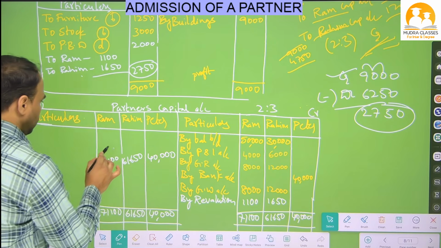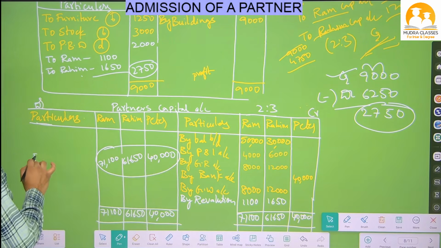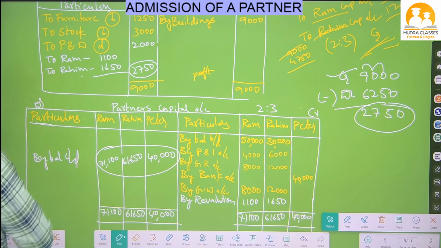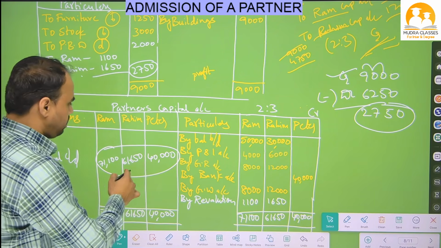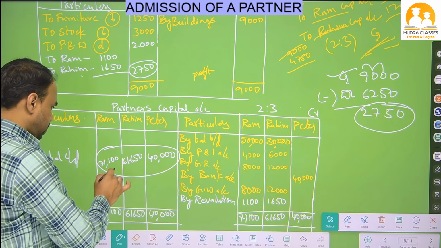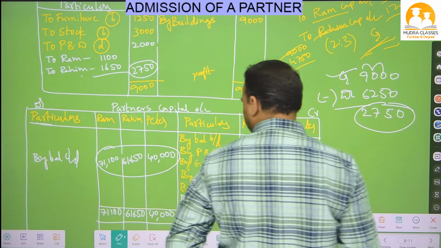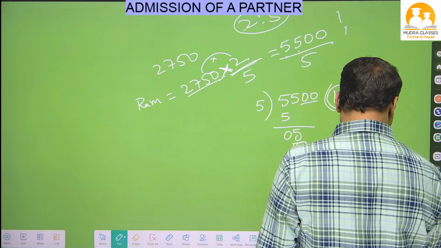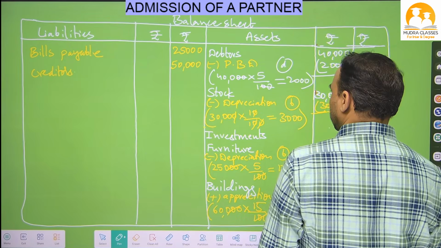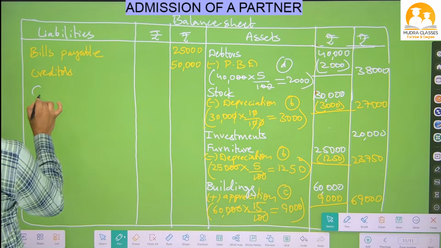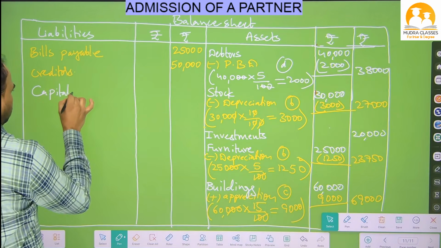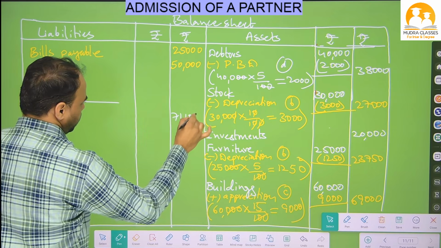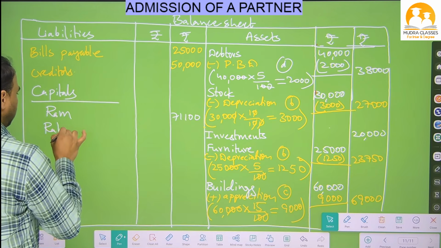Okay, now this one is called closing balance. By balance carried down, this is called closing balance. This closing balance we have to write in balance sheet liability side. Partners capital account closing balance we have to write in balance sheet liability side. Ram 71,100, Rahim 61,650, Peter 40,000. So balance sheet liability side we have to write like this. Capitals, Ram capital 71,100.